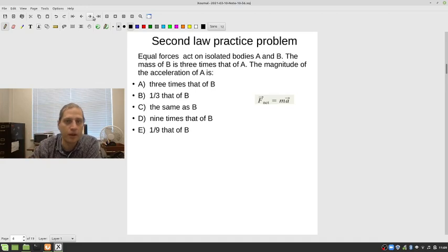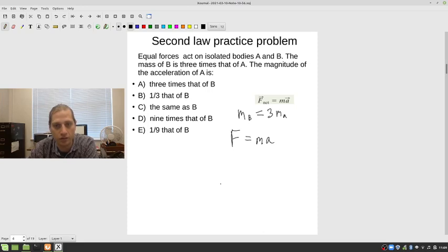Okay, here's another one. Equal forces act on isolated bodies A and B. The mass of B, mB, equals 3 times the mass of A. The magnitude of the acceleration of A is it 3 times that of B, 1/3, the same, 9 times, 1/9? Okay, well, F equals ma. That's our Newton's second law. That's the one equation. If you're going to remember just one from this unit, that would be it.